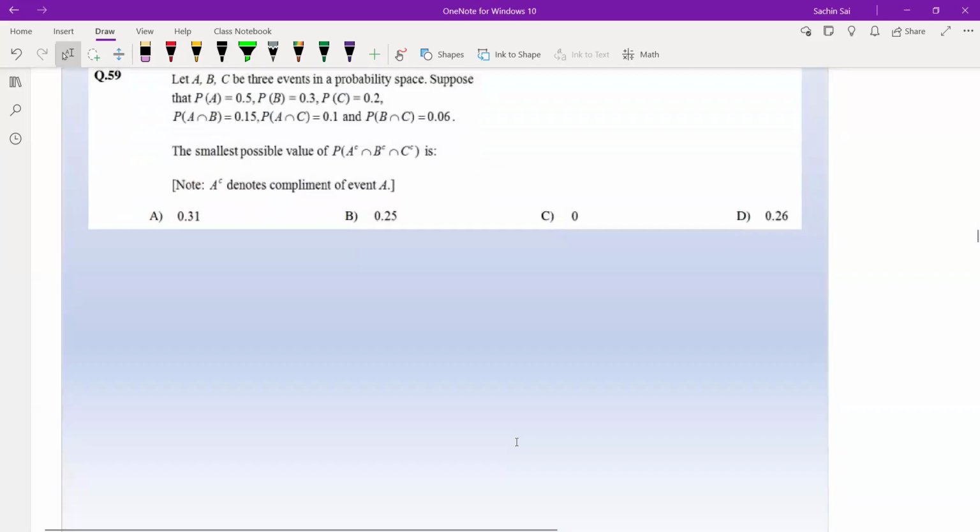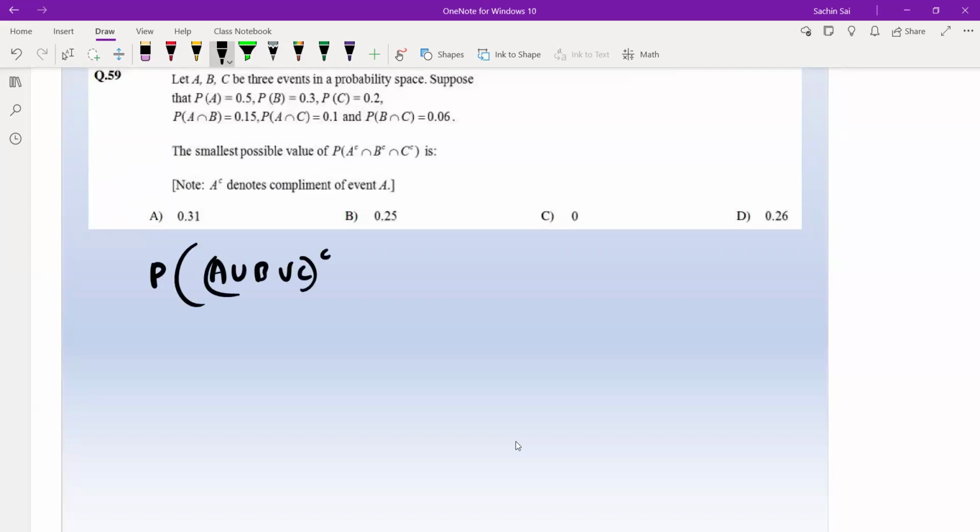Question 59. Let A, B, C be three events in a probability space. Suppose that P of A, P of B. Now the smallest possible value of, sorry, P of A complement intersection B complement intersection C complement. Now this can be written as P of A union B union C whole complement, because A complement intersection B complement intersection C complement is A union B union C whole complement, which can be written as 1 minus P of A union B union C.